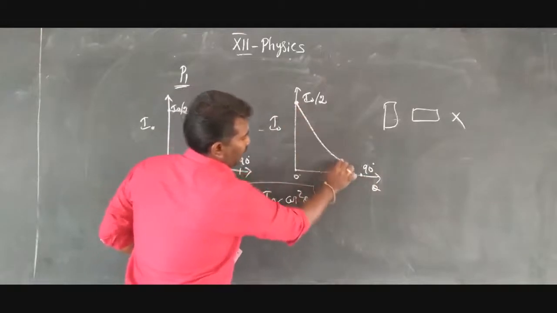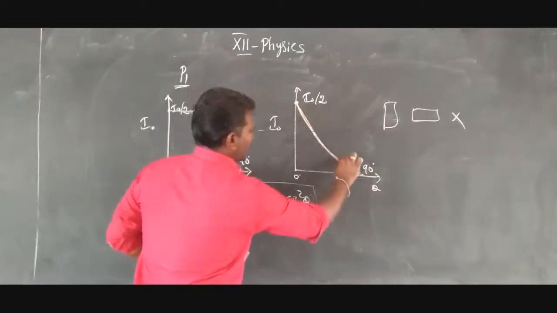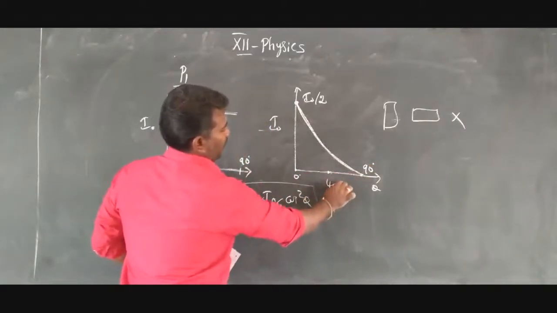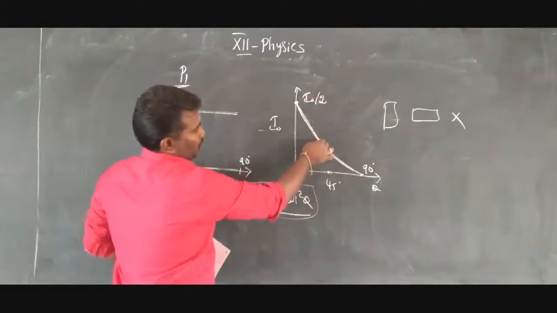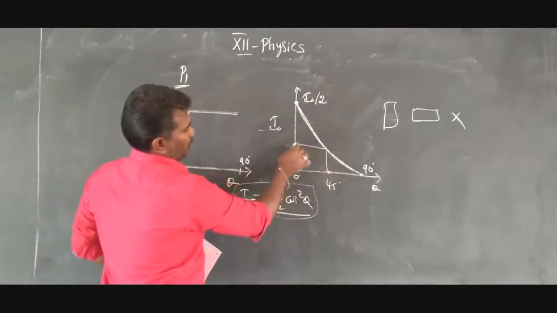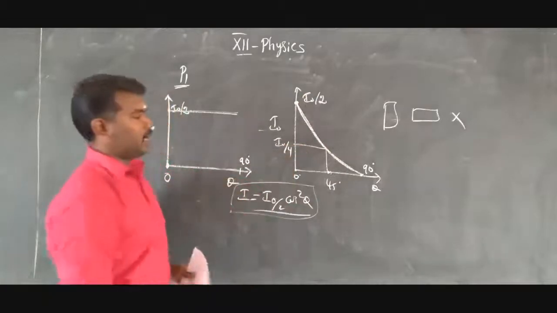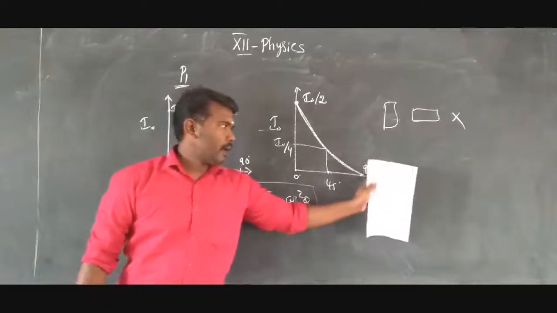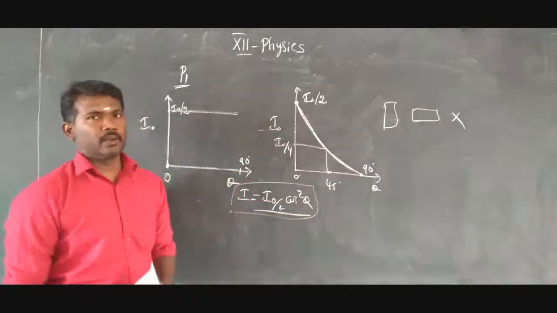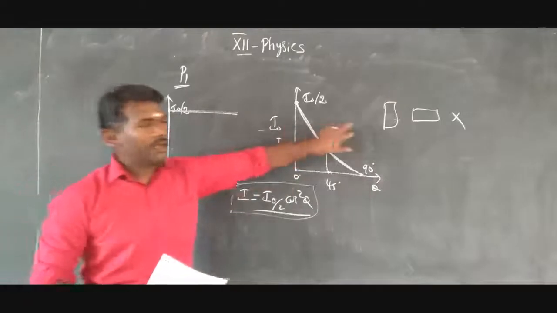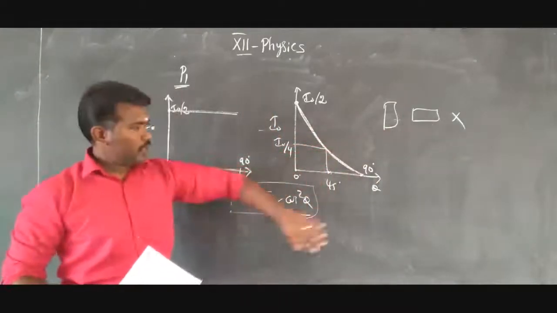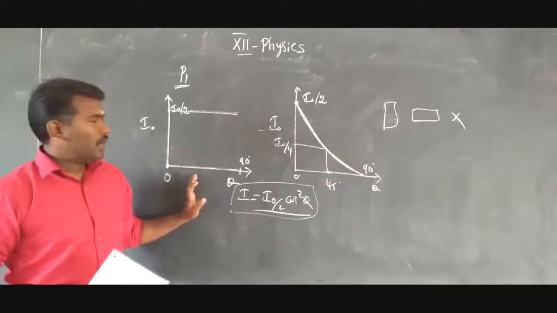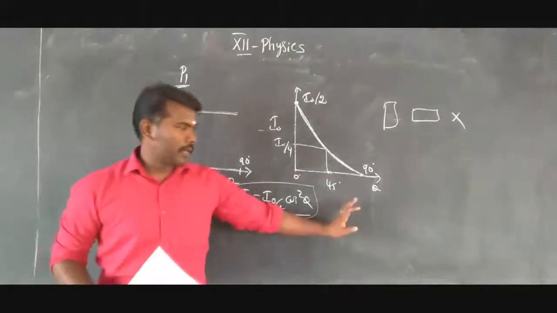So definitely it decreases like this. Gradually the value decreases. At 45 degree, the value is nothing but I0 divided by 4. At 0 degree it is I0 divided by 2, at 45 degree I0 divided by 4, and at 90 degree it is 0 value for the intensity of the emerging light ray from the second polarizer. So you note the graphical representation for the two cases: whenever you rotate the first polarizer, and if you rotate the second polarizer.